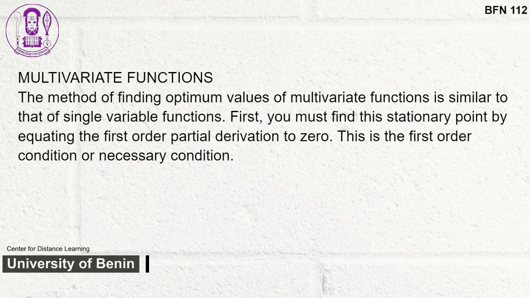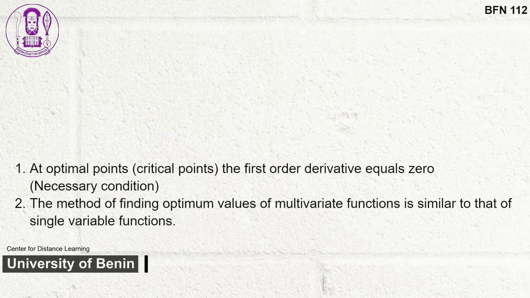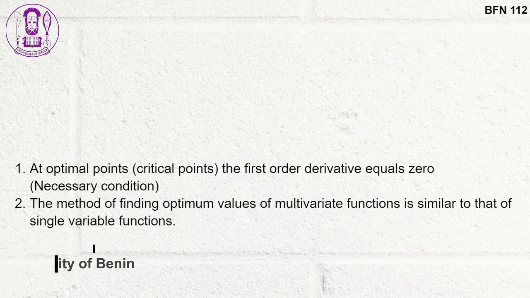Summary of study session 9. In this study session 9, please note the following. 1. At optimal points, critical points, the first order derivative equals 0. Necessary condition. 2. The method of finding optimum values of multivariate functions is similar to that of single variable functions.